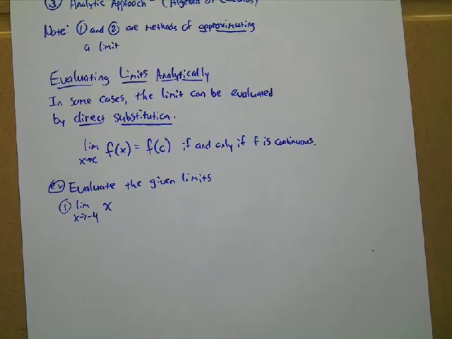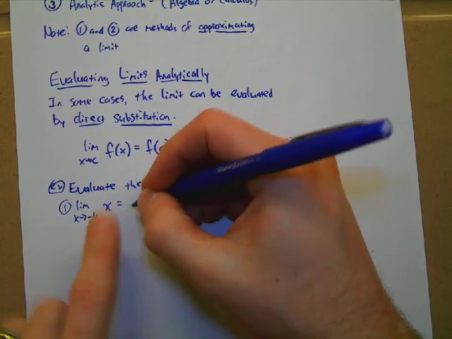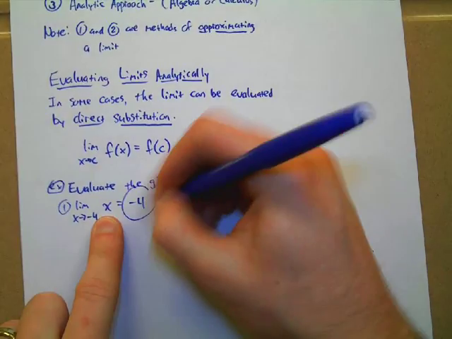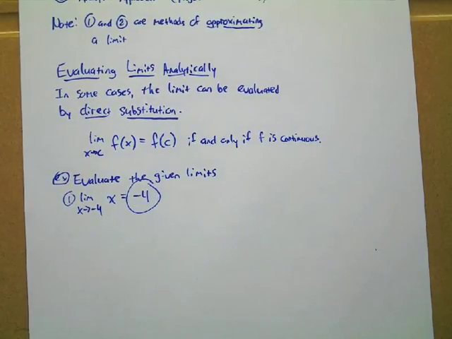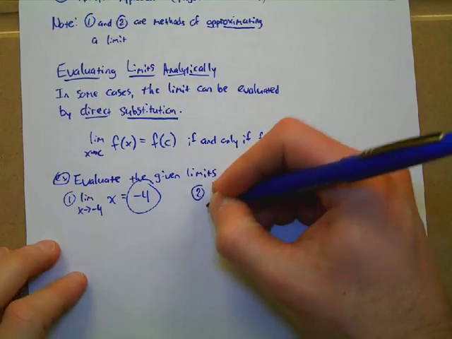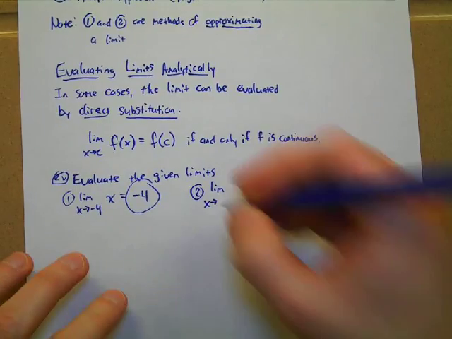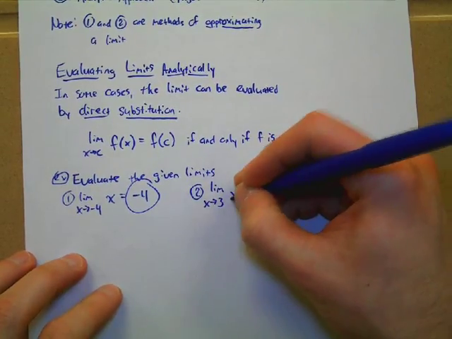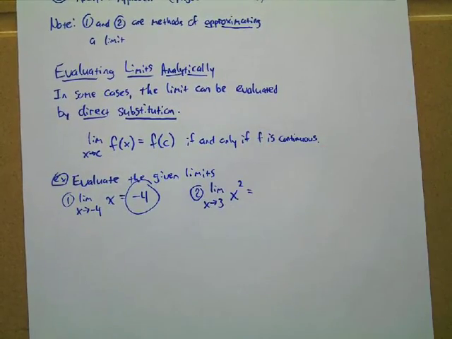Let's try another one. The limit as x approaches 3 of x squared. Is x squared continuous? Yes. So we can direct substitute in, and this limit would be equal to what? 9, because it's 3 squared. We plug the 3 in, and I'll show that here. Maybe that's more steps than you need to see, but there it is. It would be equal to 9.